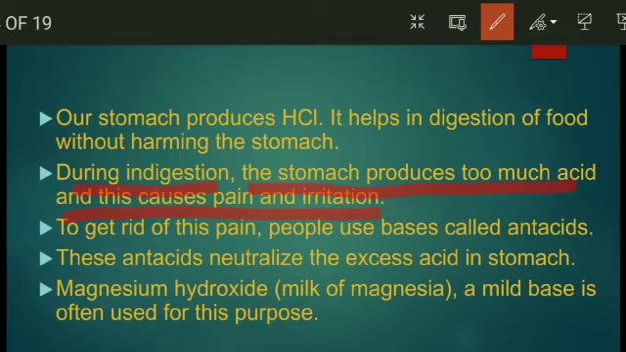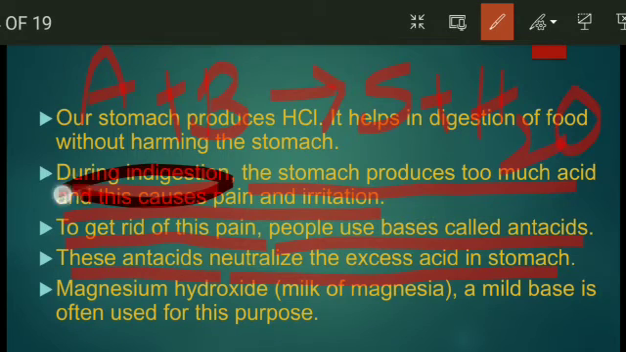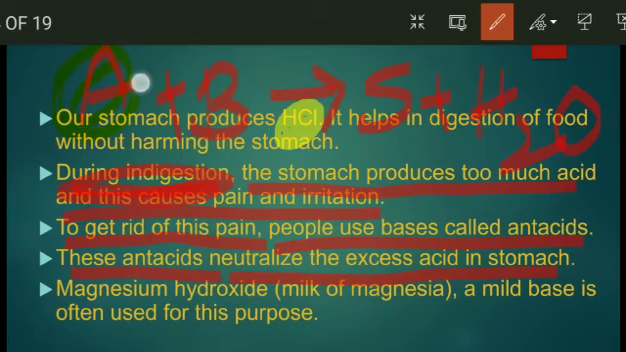When the food we eat doesn't digest, we have pain in our stomach. To get rid of the pain, people use bases called antacids. These antacids neutralize the excess acid in the stomach. We already learned in our previous class that acid plus base gives salt plus water. This is a neutralization reaction. During indigestion, excess hydrochloric acid is produced. Here acid is increasing in our stomach.